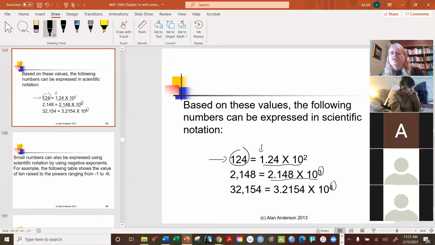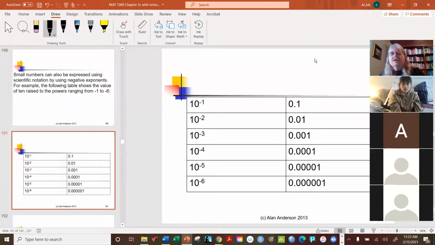Now, with the small numbers, less than 1, we can use scientific notation, but now we're going to wind up with negative exponents, as you can imagine. So let's look at a chart to remind ourselves what these actually look like. So this one, for example, is 1 millionth. This is 1,000th. And now you can see this one, let's try the millionth.